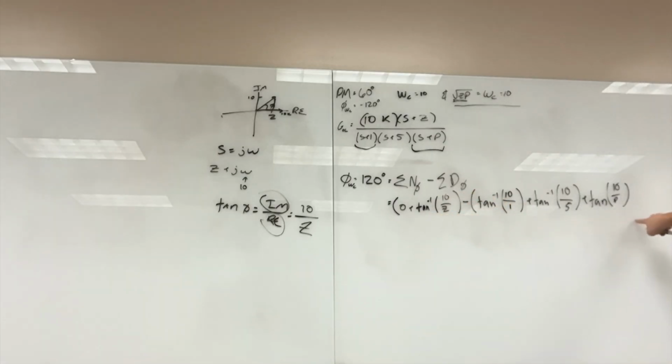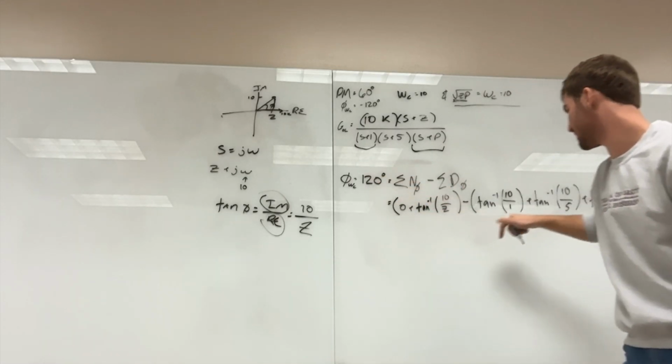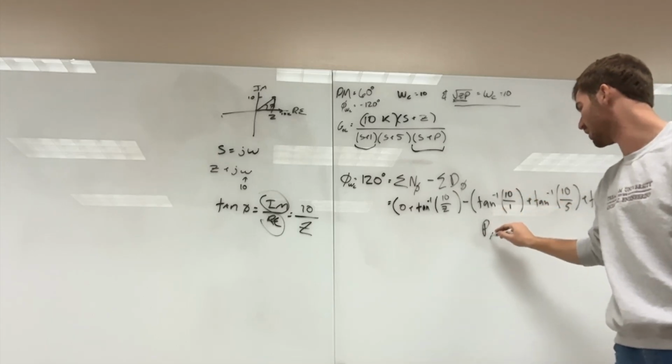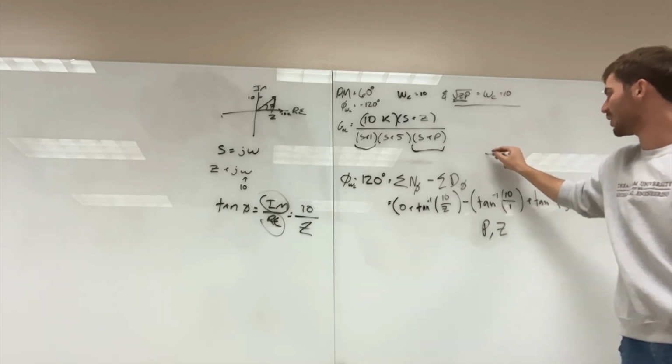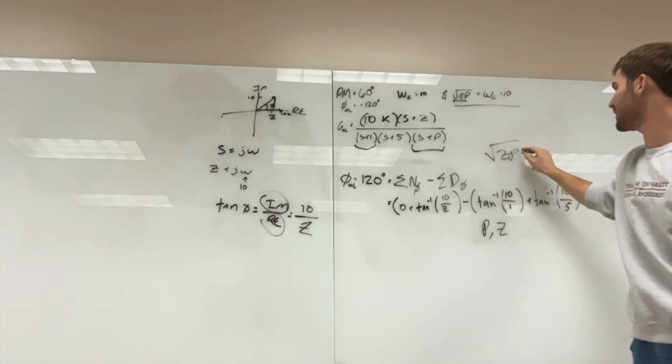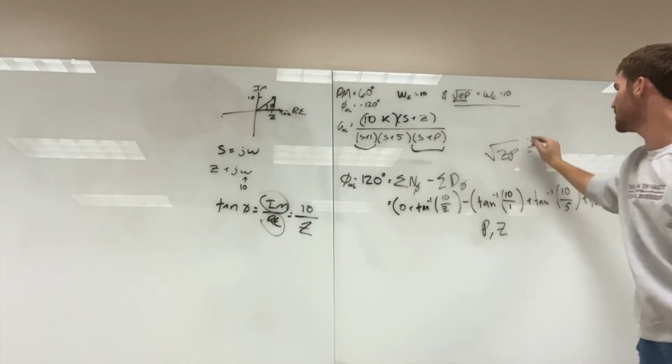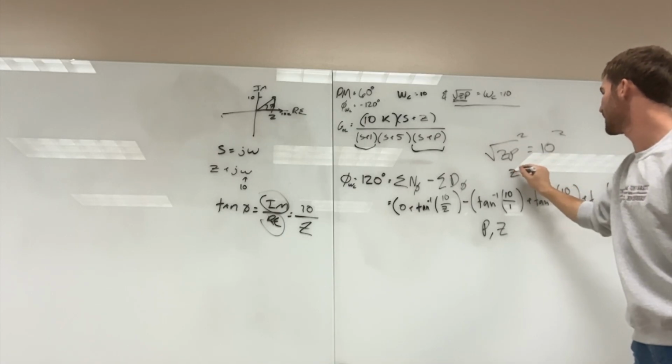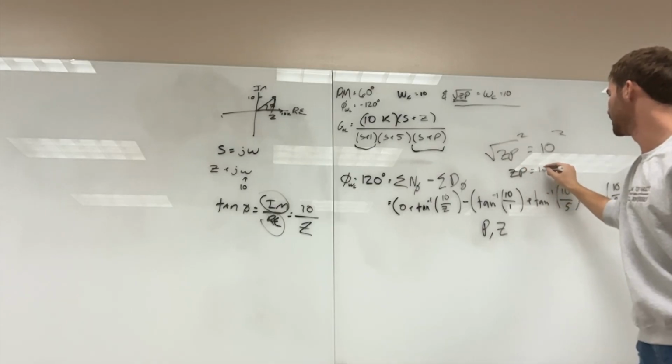So that's this inequality. You can take this inequality and you say you have two unknowns. You don't know p and you don't know z. But you have this nice little equation right here: root of zp equal to 10. You can square both sides and you can say z times p is equal to 100.